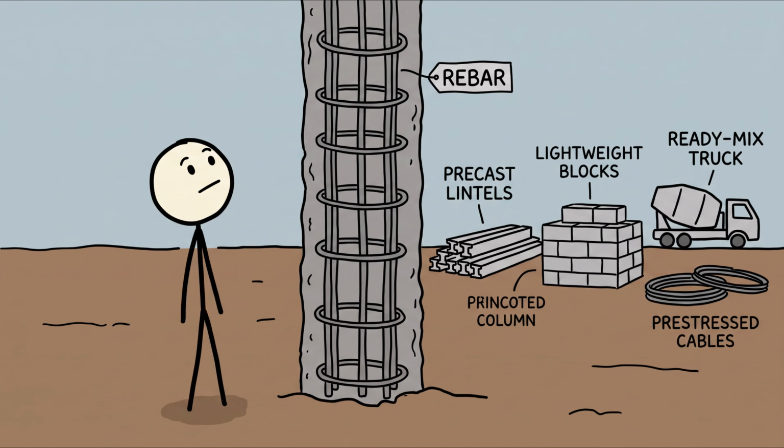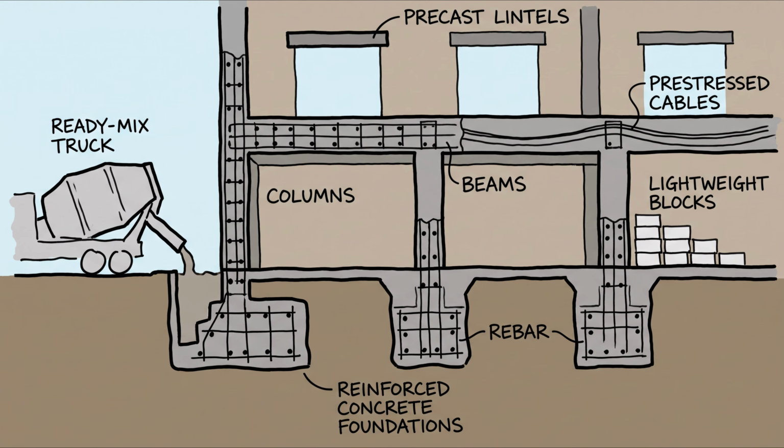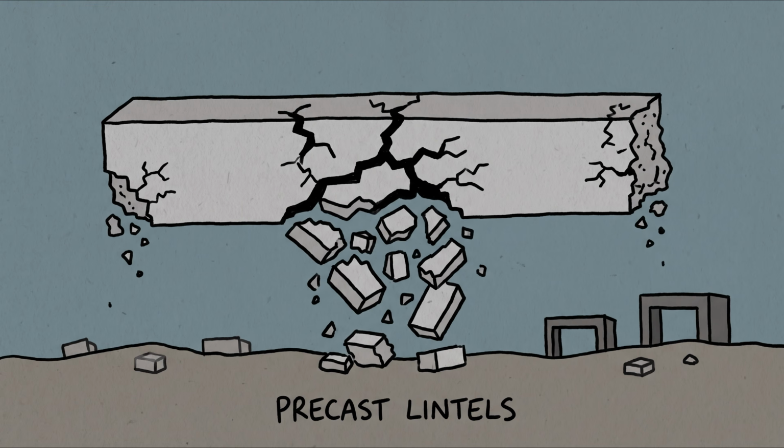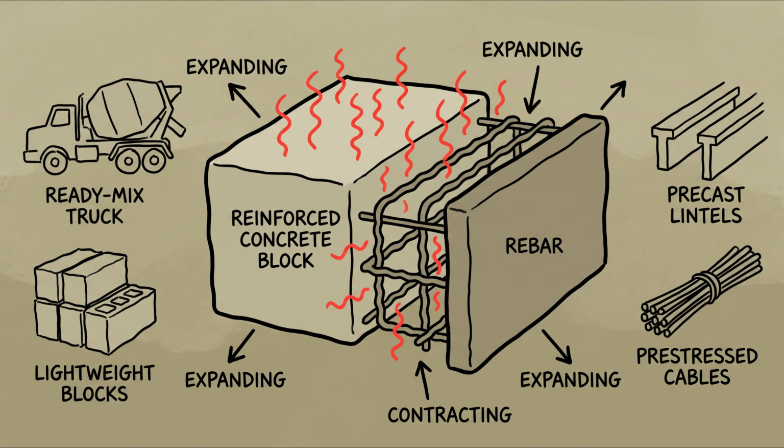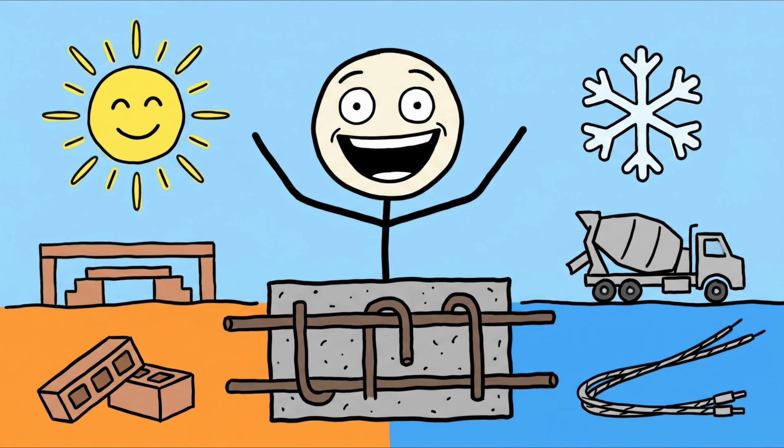Almost every structural element in modern construction uses reinforced concrete. Foundations, beams, columns, retaining walls, bridges. Without reinforcement, most of these structures would crack and fail. The steel and concrete work together because they expand and contract at almost exactly the same rate when the temperature changes. If they didn't, the bond would break every summer and every winter.